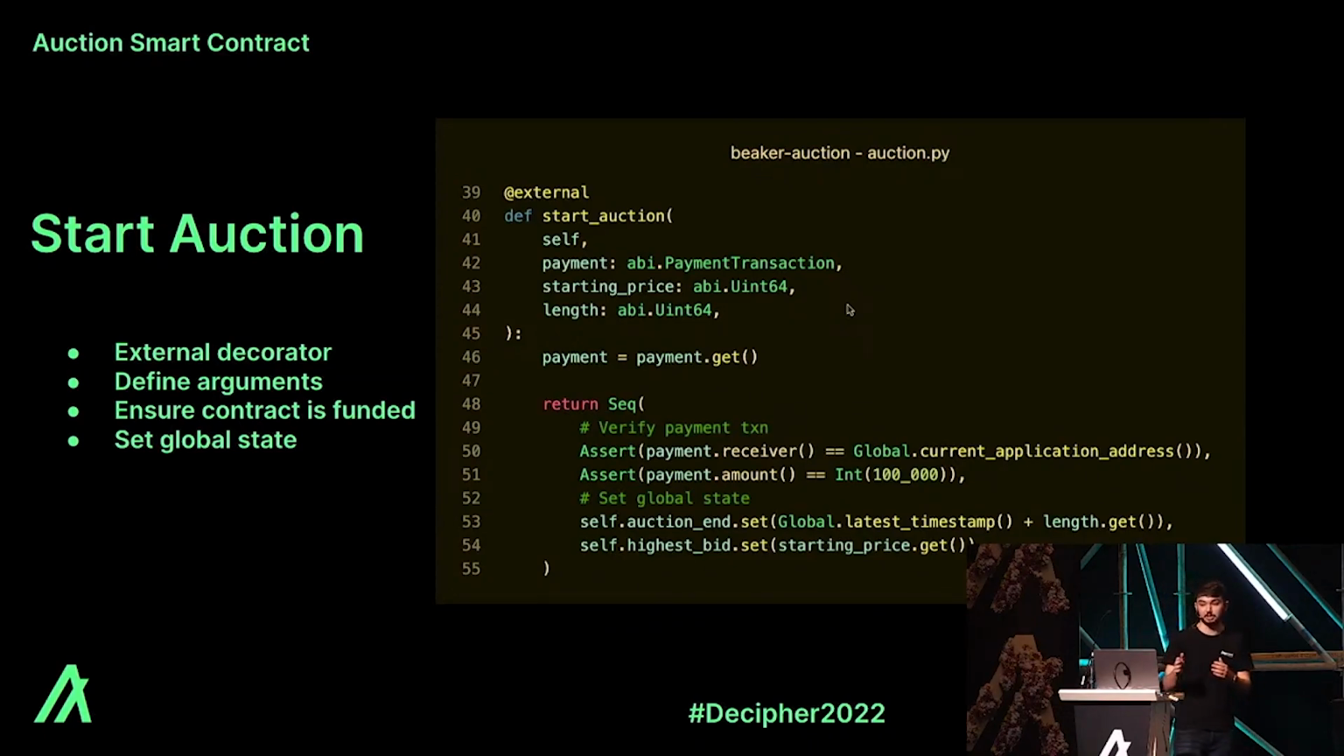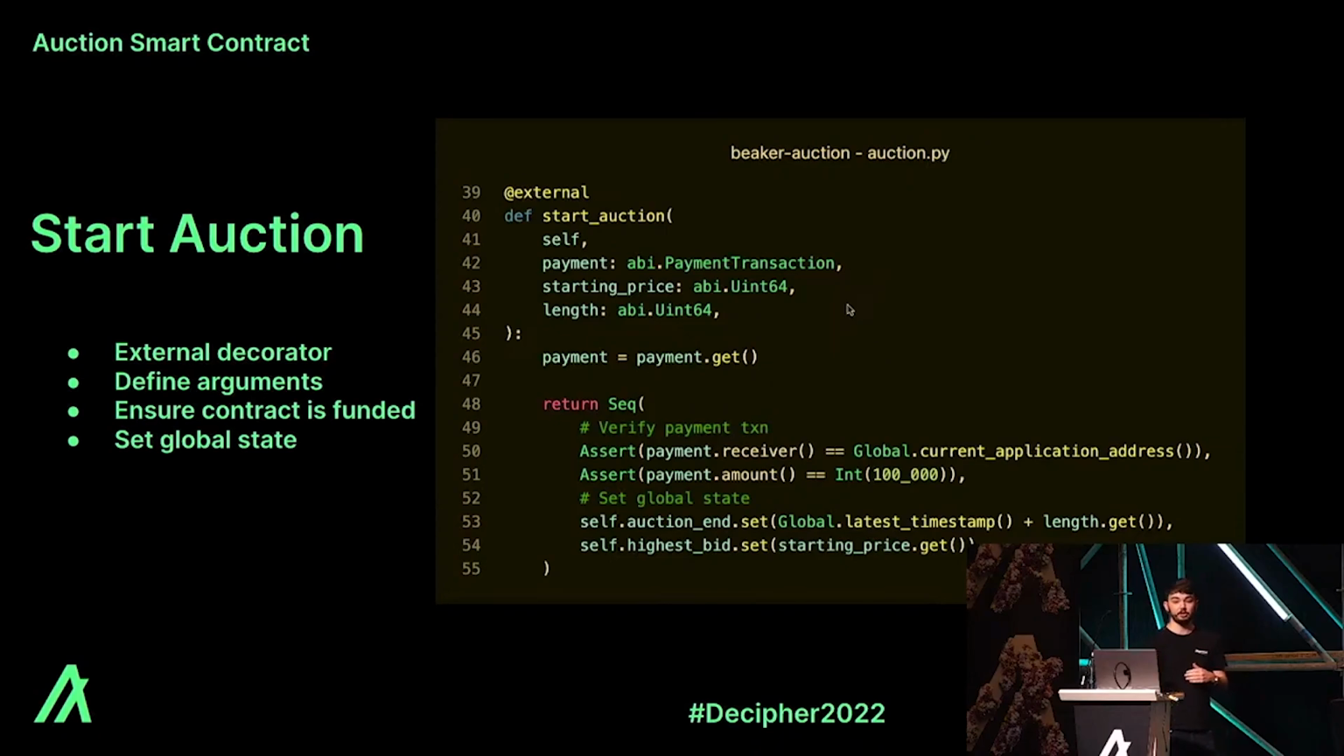So the first thing to mention here is that our first argument, payment, is expecting a payment transaction. So on Algorand, we have atomic transactions, which means you can group up to 16 transactions together. So defining payment as an argument to start auction is signifying that when we call start auction, we want another payment transaction to be grouped together with the start auction.